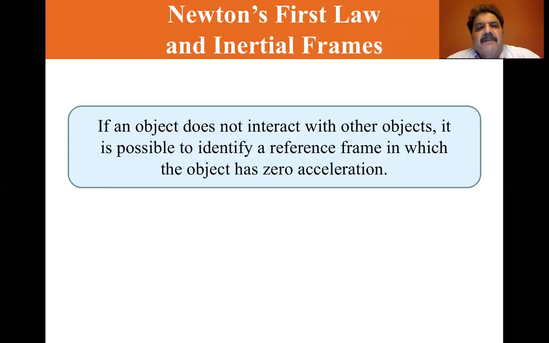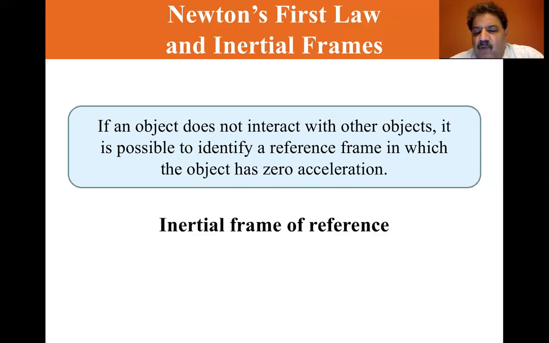Recall that a moving object can be observed from any number of reference frames. Newton's first law of motion defines a special set of reference frames called inertial frames. In an inertial reference frame, if an object does not interact with other objects, it is possible to identify a reference frame in which the object has zero acceleration. Let me read that again. What does that mean? That means it's important. If an object does not interact with other objects, it is possible to identify a reference frame in which the object has zero acceleration. It's an inertial frame of reference.